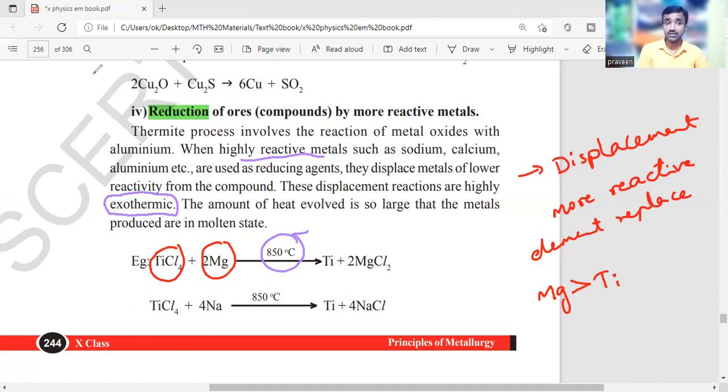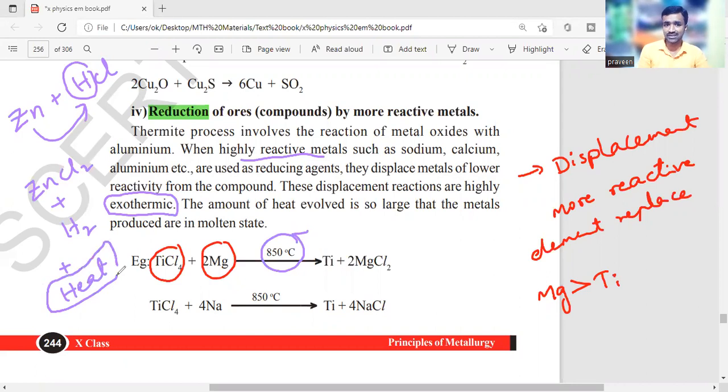For example, the displacement reaction we already observed in the second or third lesson: zinc metal piece reacting with the acid. Here zinc is a highly reactive element compared with hydrogen. It can displace hydrogen from HCl and forms zinc chloride and liberates hydrogen gas. Along with this, you will get heat energy. So this is an exothermic reaction. A displacement reaction is an example of an exothermic reaction.